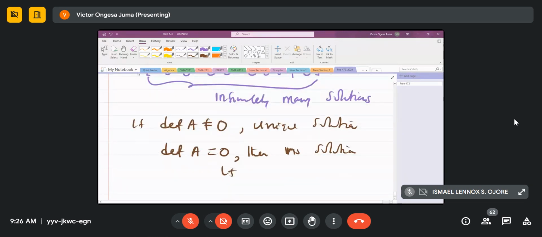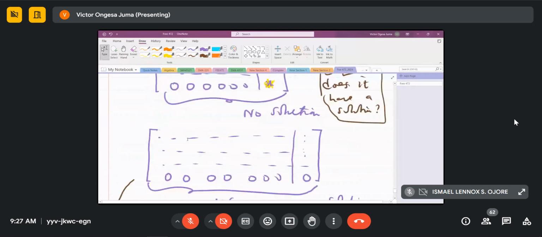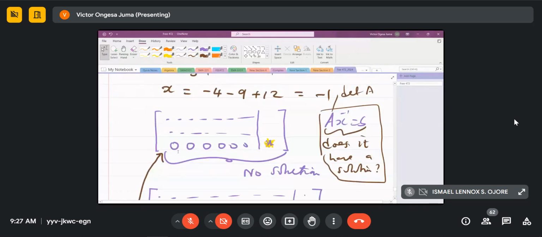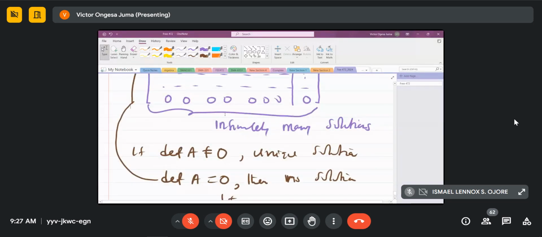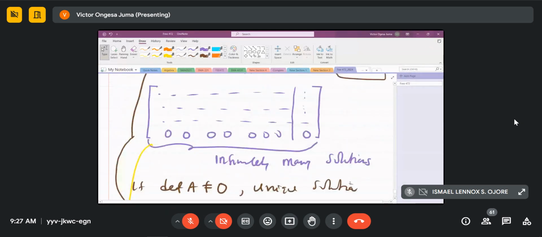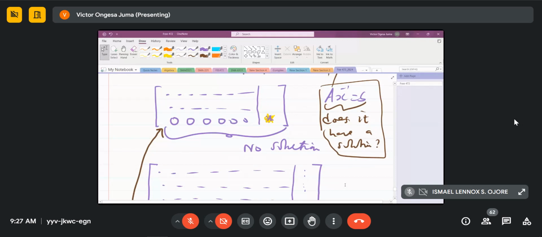Let me try to match these two. If the determinant of A is equal to 0, then there is no solution if you have this case. However, if determinant of A is equal to 0, and you have this other case, then you have many solutions. So you miss that uniqueness. So you have three different cases. You can have a unique solution, you may have no solution at all, or you may have so many solutions.